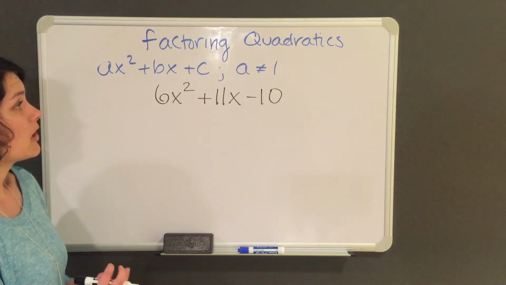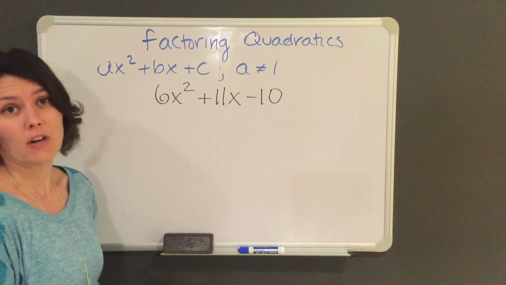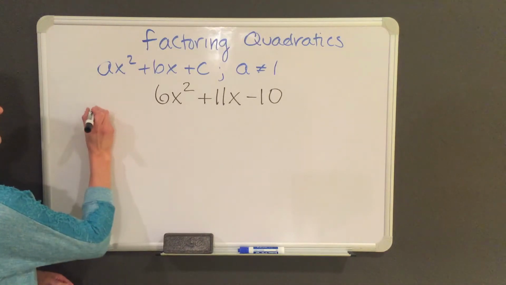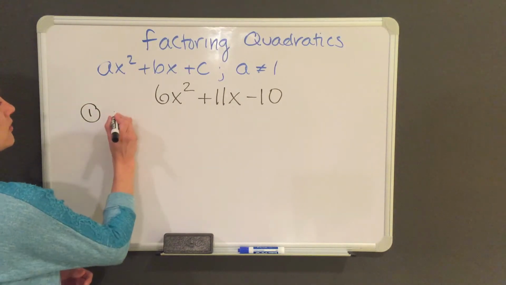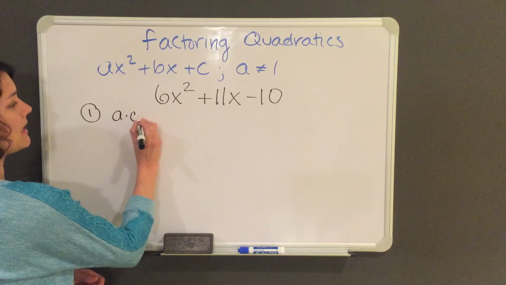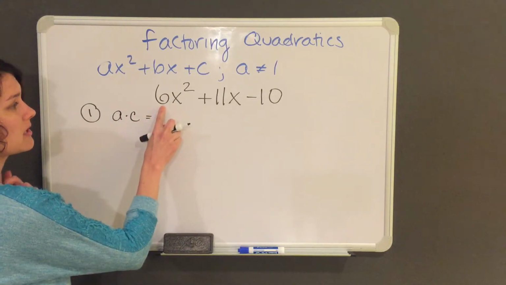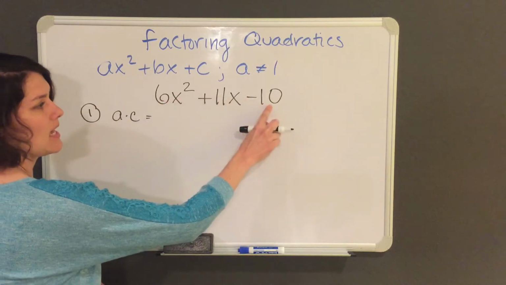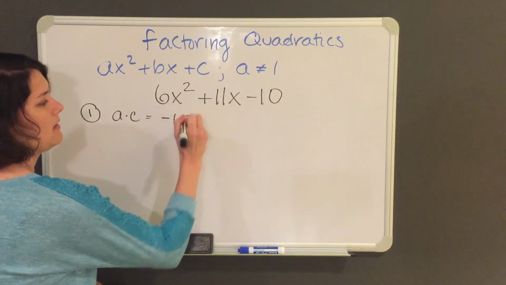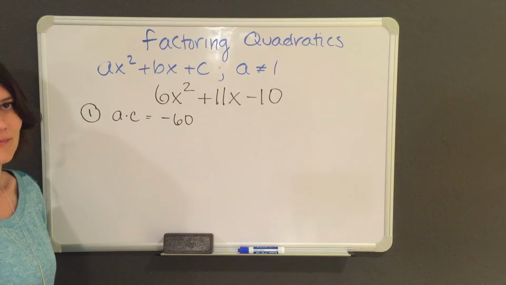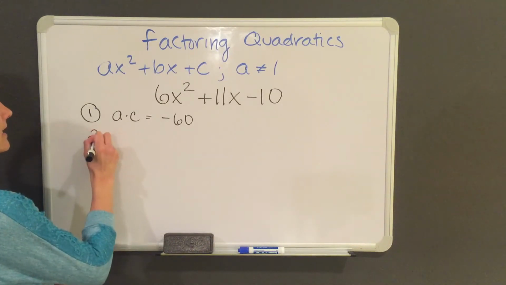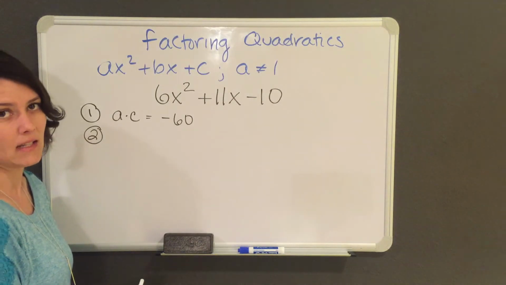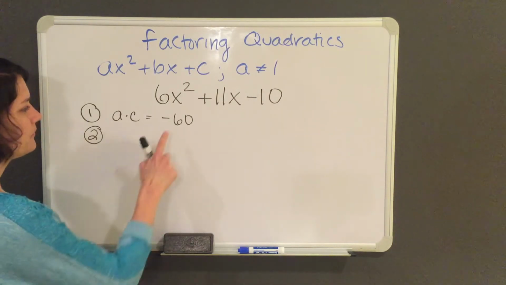So how to factor when a is not equal to 1 involves several steps, and let's look at the first step. Step 1. What you're going to do is you're going to do a times c. A is your first number, and c is your last number. So 6 times negative 10 is negative 60. Okay. Your second step is you're going to list all your factors for negative 60 that you can think of.